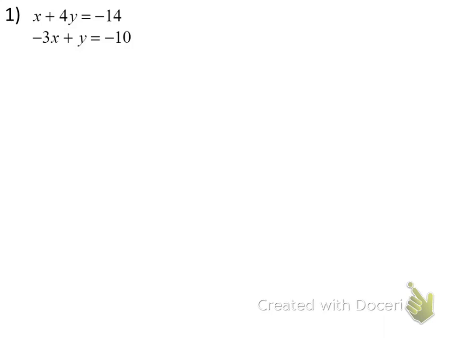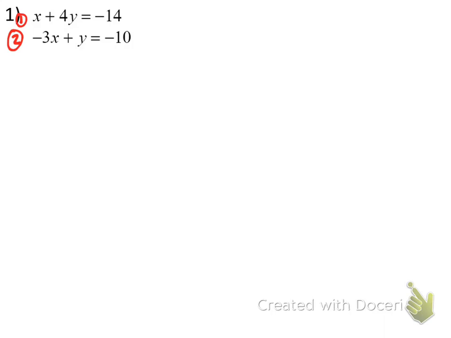So, we got x plus 4y is equal to negative 14, and we got negative 3x plus y is equal to negative 10. So, again, you should start by naming your equations. This is equation 1, equation 2. Step 1, make sure x's are together. Looks like they are. Now, the x's and y's are together. However, they're not easy to eliminate. You can't tell that.